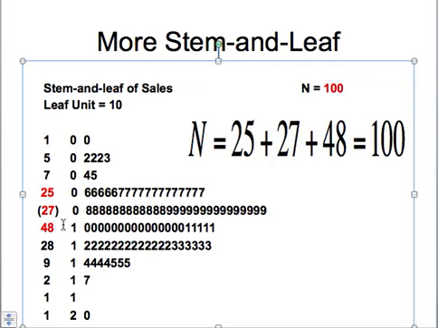All right. Now, if we look at this stem and leaf diagram, it's a stem and leaf diagram of sales, so these are some sale figures. The leaf unit is 10. So this 0 here would indicate 0 times 10, which is 0. This 2 would indicate 2 times 10, which is 20.